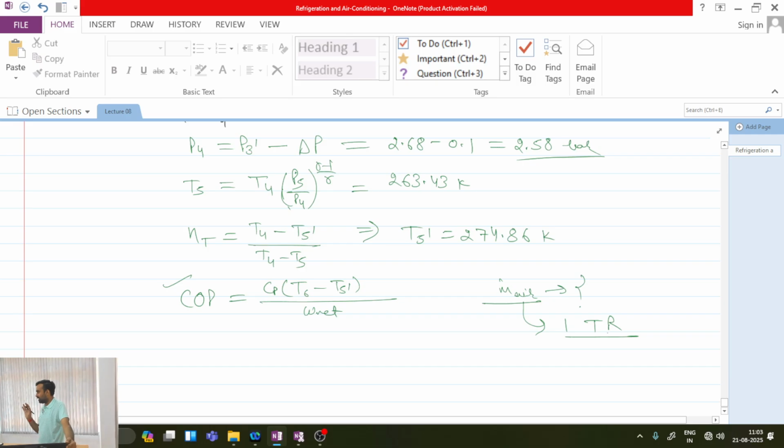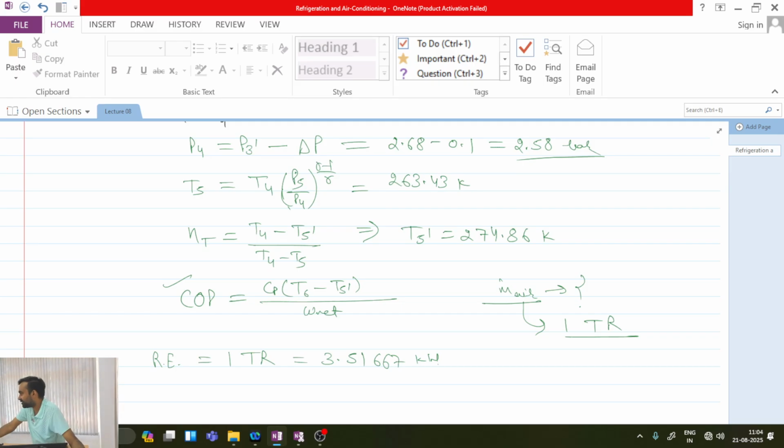Is this point clear? So it means the refrigeration effect is already given in the question, and the refrigeration effect is 1 TR, and 1 TR is equal to 3.51667 kilowatts. Is this point clear? So that is the definition of 1 ton of refrigeration. Now, how can this refrigeration effect be employed for estimation of the mass flow rate? Please tell me.